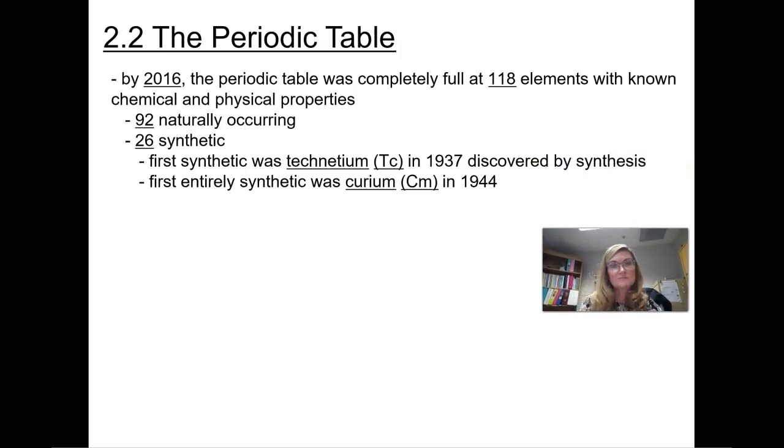By 2016, the periodic table is going to be completely full at 118 elements with known chemical and physical properties. Now, 92 of these are going to be naturally occurring, and 26 of these are going to be synthetic. First synthetic was technetium, and that's going to be the Tc, and that was discovered in 1937 by synthesis. First entirely synthetic was going to be curium, and that's Cm, and that was in 1944.